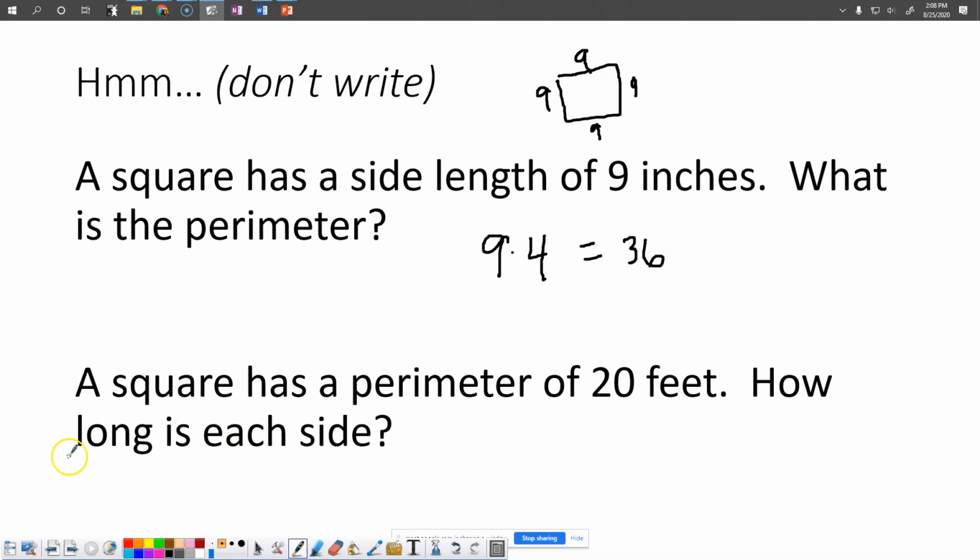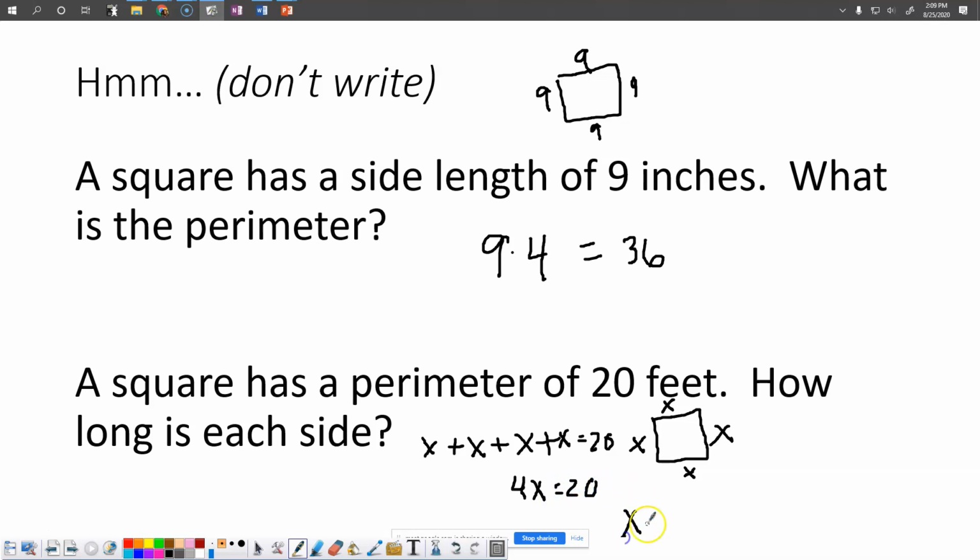So the second one here, we have a square has a perimeter of 20 feet. How long is each side? Well, in this case, I don't know how long the sides are. But I do know that if I add them all up, I get 20. Another way to write that is like this. And then we can divide. Now most of you guys probably didn't even do all that work. You probably just thought, okay, well just 20 divided by 4. And you're right. So we have this, and we have this.